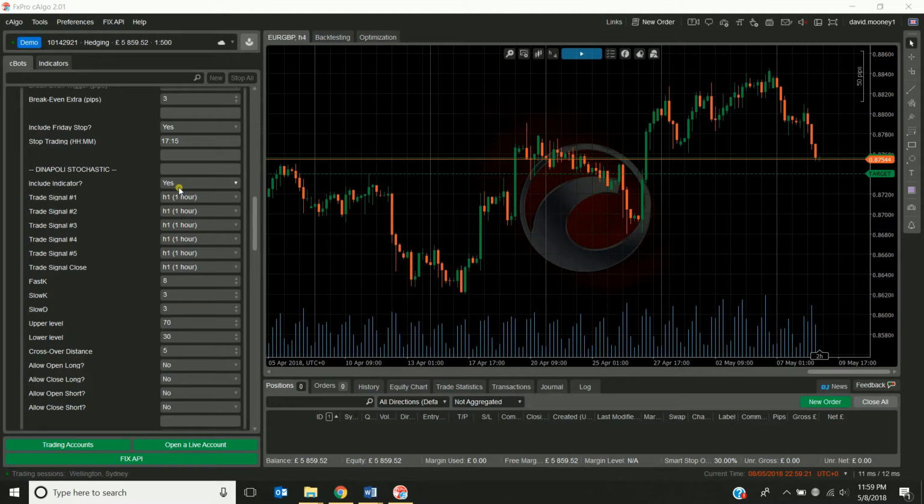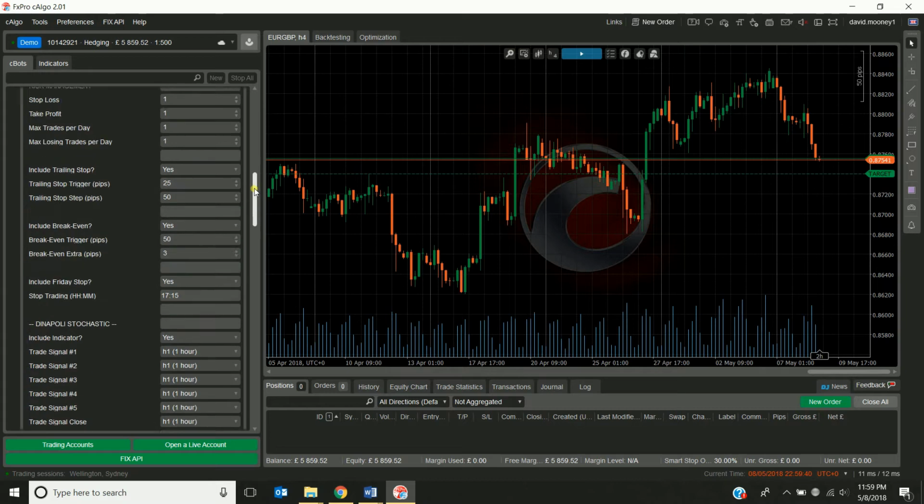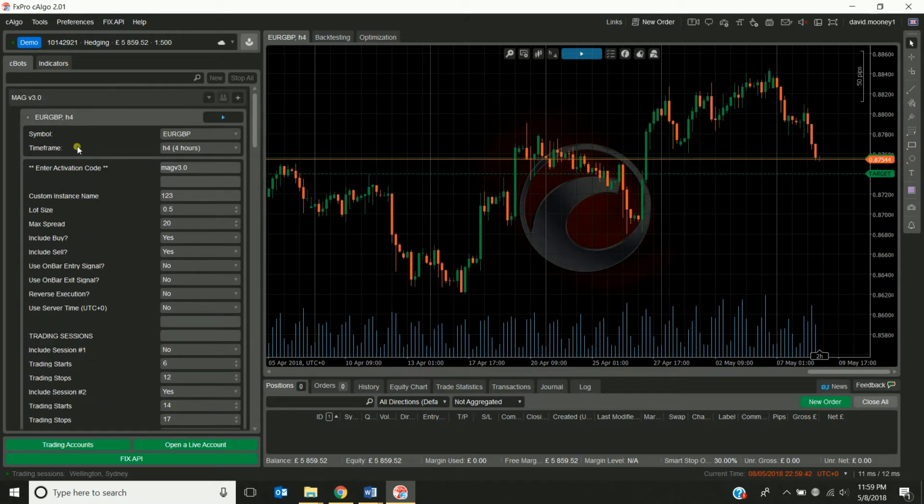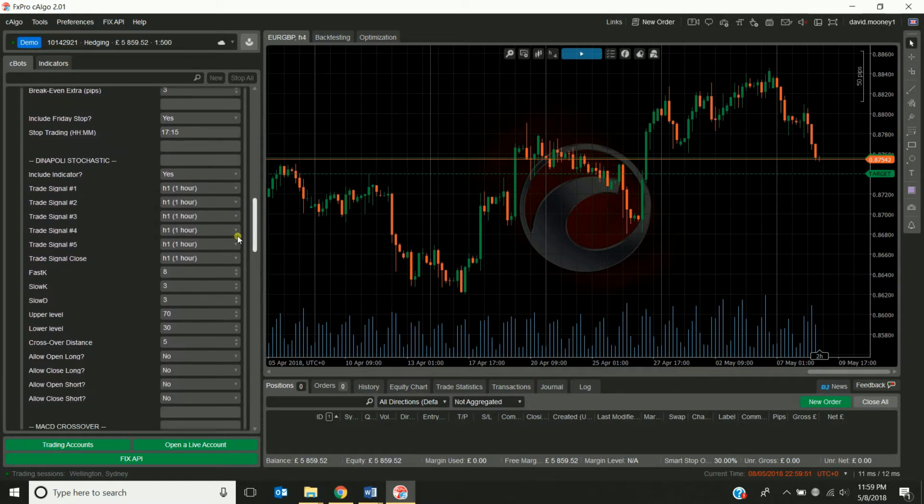You'll then need to select a time frame for the indicator to look at for this instance, which is the trade signals down here. This is usually the same as the time frame chosen for your pair at the top of the instance. So this one's a 4-hour, and I'll quickly zoom up to show you guys the time frame underneath the symbol or pair here. So just back down to DiNapoli.